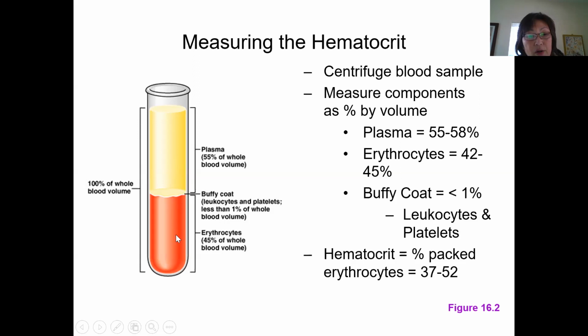The bottom part is all erythrocytes, and that's RBCs. And then the top part, about 55% of the whole volume, is the plasma, the soluble part. And then the middle, a thin belt right here, is called the buffy coat, which contains all the white blood cells and platelets.